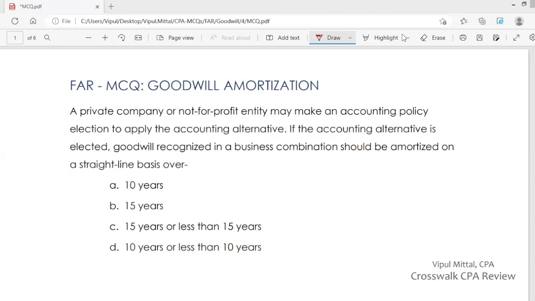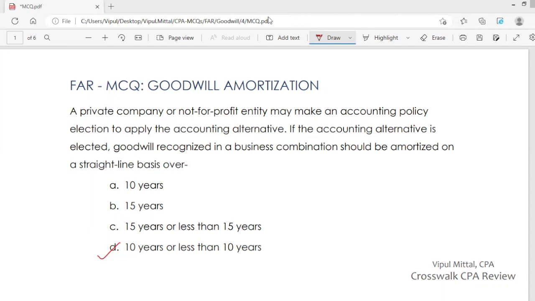All right. If this election is made, then goodwill is amortized over a period of 10 years or less than 10 years. So generally, the goodwill is amortized over a period of 10 years. But you may decide to amortize this over a period of less than 10 years when you justify that less than 10 years is more appropriate, that useful life is less than 10 years.